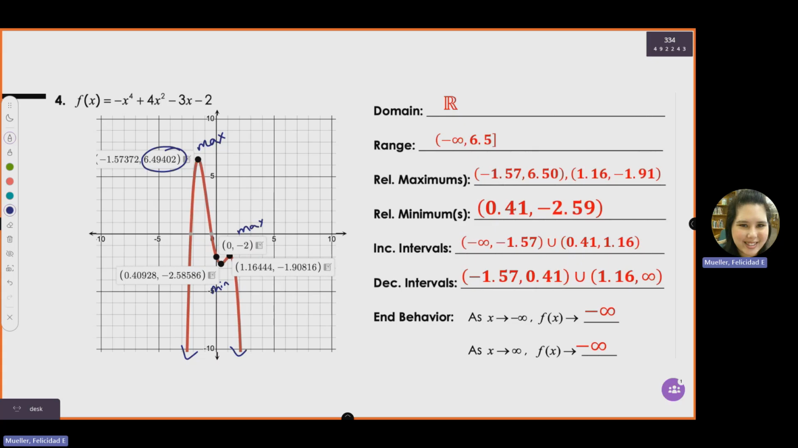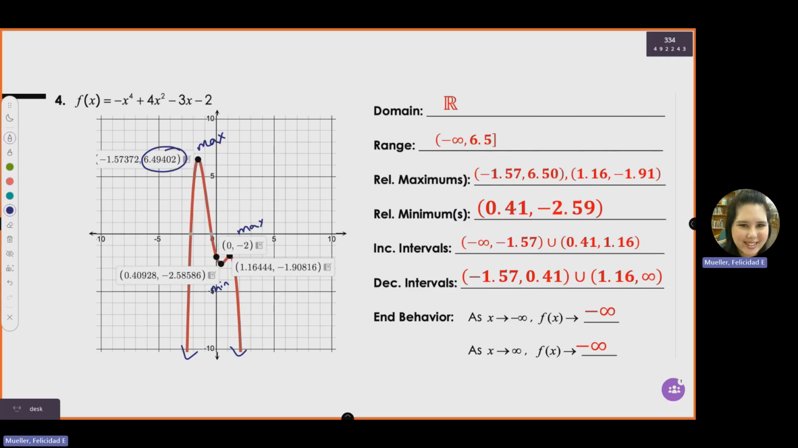My maximums are at negative 1.57 and at (1.16, negative 1.91). Our minimum is at 0, it's not at 0.2, it's at, here we are, our minimum here is at (0.41, negative 2.59). I'm looking at the numbers on the screen, trying to connect them.